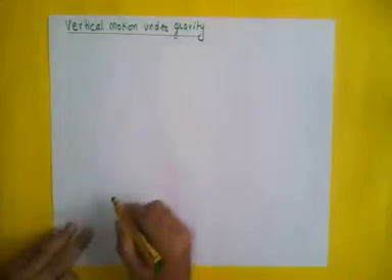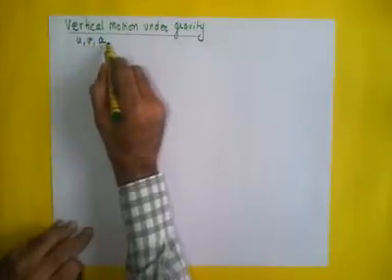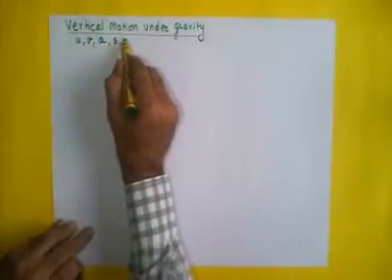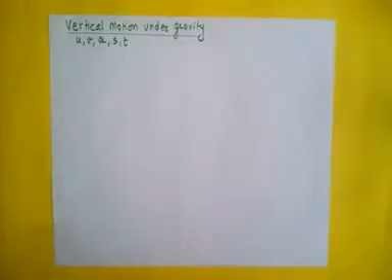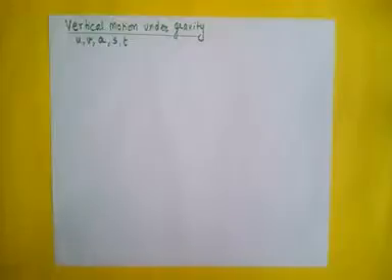What is happening when the ball is going up? What is happening when the ball is going down? And we will also look at the physical quantities like the initial velocity, final velocity, acceleration, displacement, and time, and how these physical parameters are interconnected when an object is undergoing vertical motion under gravity.